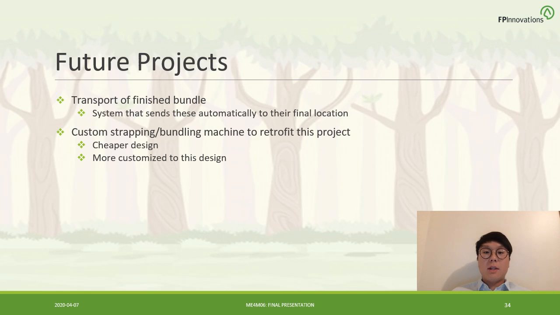So our current design makes use of an industrial, commercially available strapping machine, and perhaps creating a custom strapping or bundling machine for this specific application would be more cost effective and efficient for our product overall. So these are two considerations for future products or projects that stem off our current project.